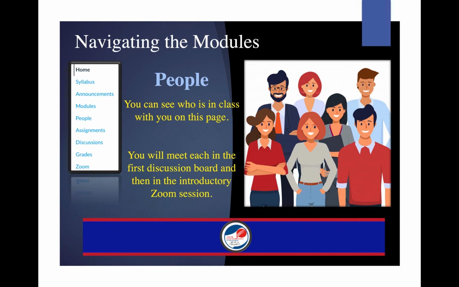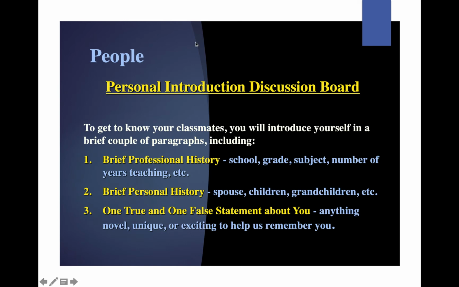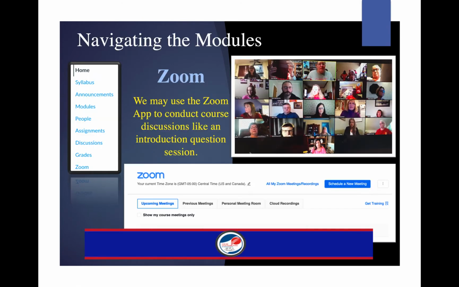You're going to meet each of these in the first discussion board, and you're going to find many of you will be in a cohort group, so you know one another. And in that first discussion board, we ask that you give a little brief history about where you're teaching, if you are teaching, what grade level, subject, number of years, and whatever you want to share with us about your family or children. I'm going to share a lot about my grandchildren. And then one true and false statement about you, anything that's novel, unique, or exciting to help us remember you. We'll try to guess those in that discussion page when you introduce yourself.